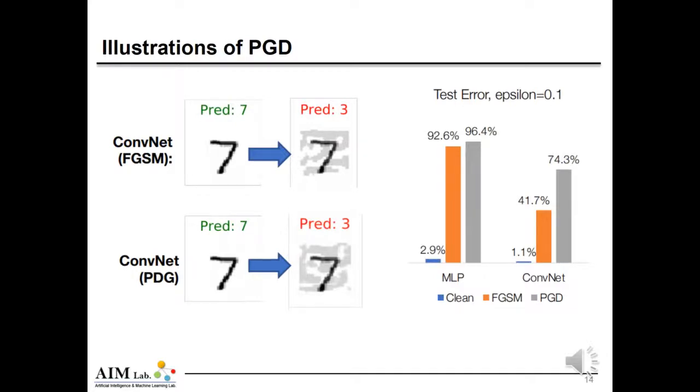Here, we illustrate the result of the PGD method. The projected gradient descent result doesn't look that different, actually. Both methods fool the classifier from 7 to 3. But if you look at the actual test error, there is quite a big difference here. FGSM fools 41% of the examples on the convolutional network, whereas projected gradient descent improves that quite a bit.